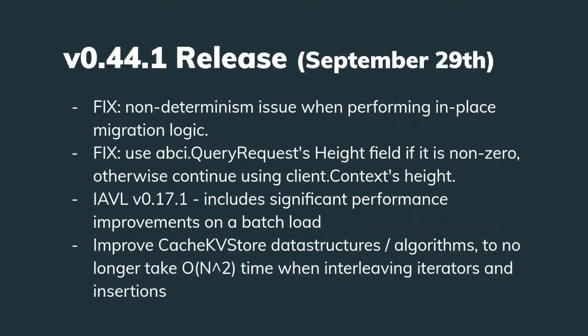The 4.4.1 release, as I just mentioned, did go out today. It fixes a non-determinism issue when performing in-place store migrations, and fixes an issue using the ABCI query request's height field if it is non-zero, otherwise continuing to use the client context height. IAVL v0.17.1 brings significant performance improvements on batch load, and improves the cache KV store data structure algorithms to no longer take n to the power 2 time interleaving iterators and insertions.